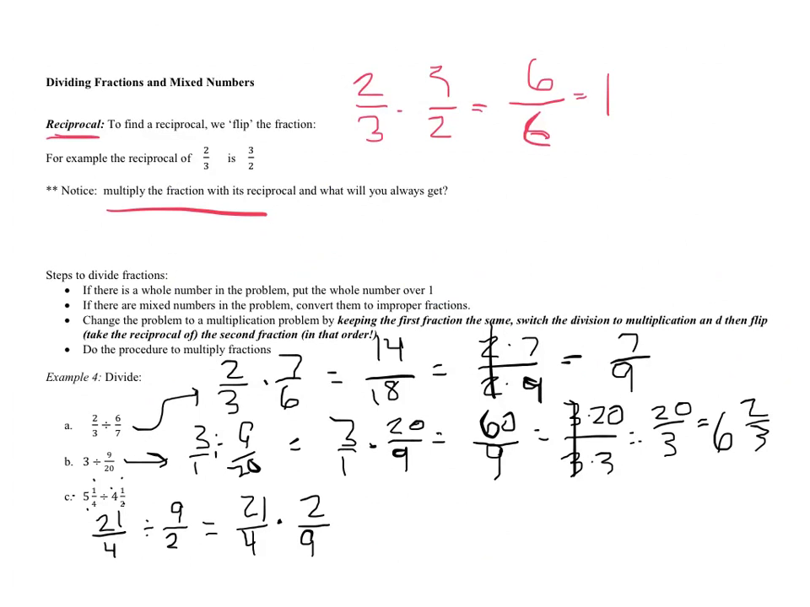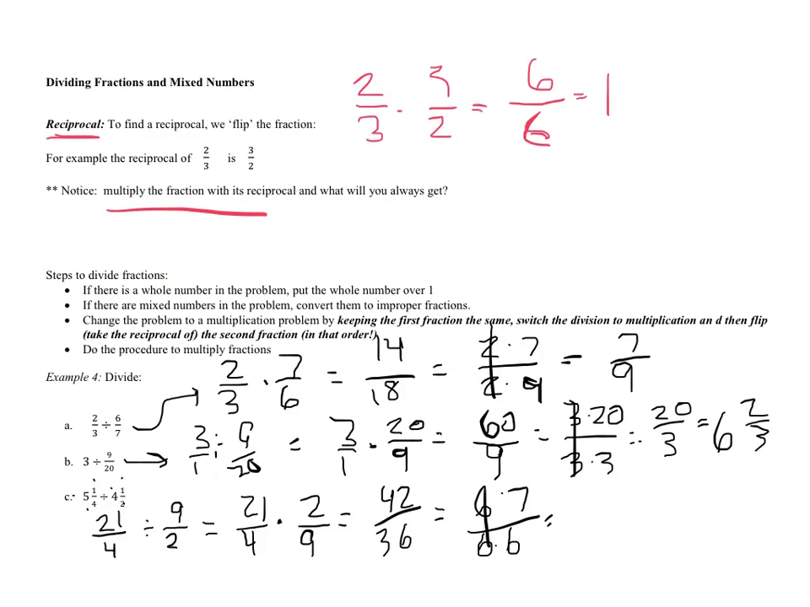Keep the first fraction the same, change the division to multiplication, and take the reciprocal of the second fraction. 21 over 4 times 2/9. Now we can multiply our fractions using the procedure for multiplication. 21 times 2 is 42 for the new numerator. 4 times 9 is 36 for the new denominator. And now 42 over 36, I can definitely recognize that they're both even. They actually both have a factor of 6 in them. 6 times 7 is 42. 6 times 6 is 36.